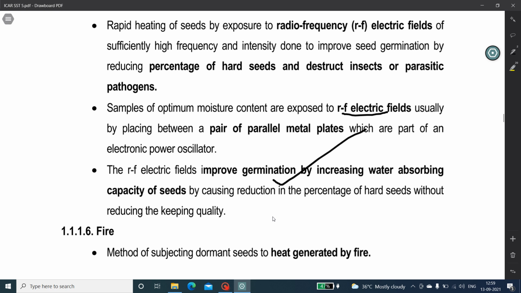The precaution to be taken here is that moisture content is very important in establishing the level at which damage to germination occurs, and very likely will influence the beneficial response of some seeds to RF treatment.